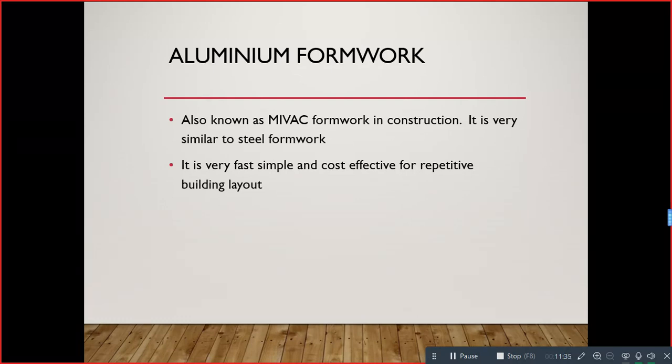Now because I can hear that most of you are having issues with your network, let us go through aluminium formwork, also known as Mivan formwork in construction. It is very similar to steel formwork, they are not different. It is very fast, simple, and cost effective for repetitive building layouts.